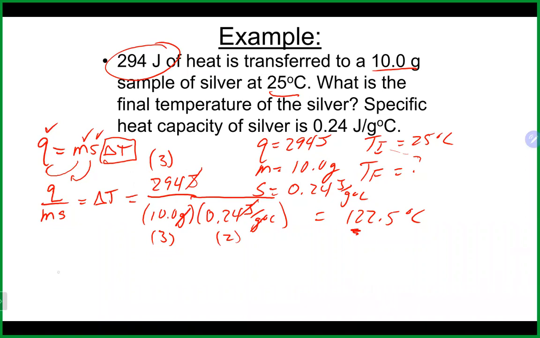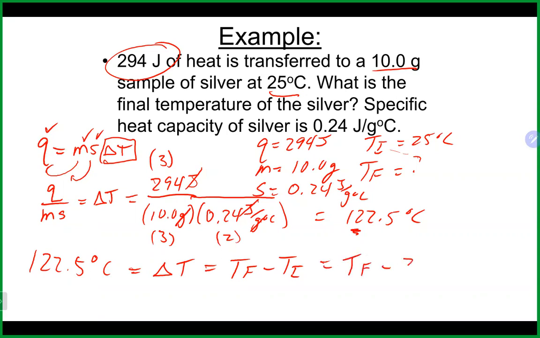What that really means is that 122.5 degrees Celsius equals our change in temperature, and our change in temperature is final minus initial. So in this case, our final temperature minus 25 degrees Celsius, which was our initial.